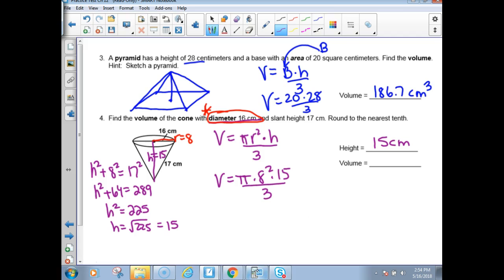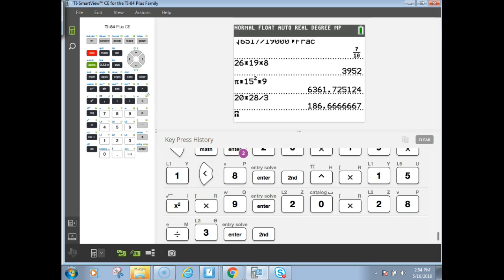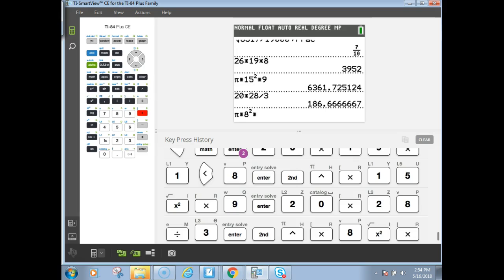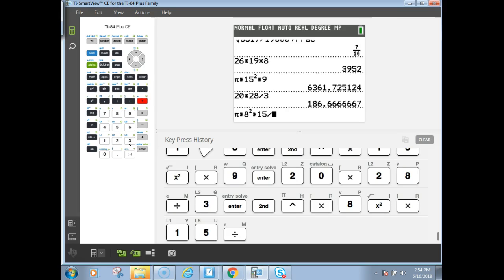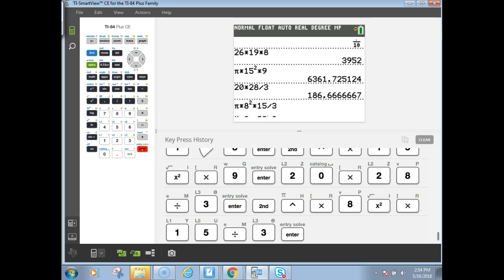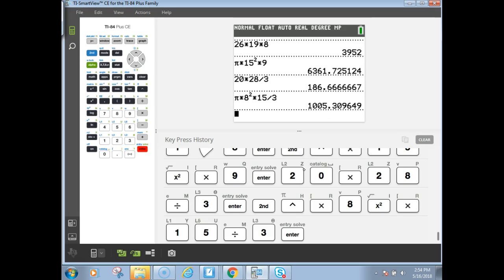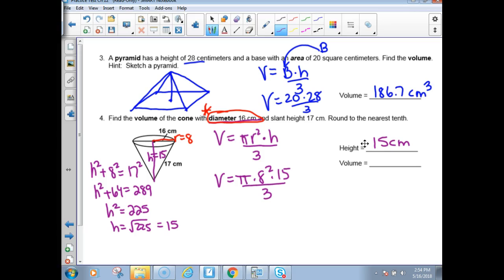We found the height was 15 centimeters. Okay, now we go for our calculation. Pi times 8 squared times 15 divided by 3. And even though I'm doing these calculations, I can't stress how important it is for you to be doing them as well, so you remember those keystrokes and how to type it and what it should look like. 1005.3 cubic centimeters.